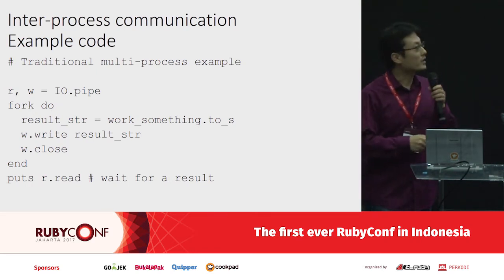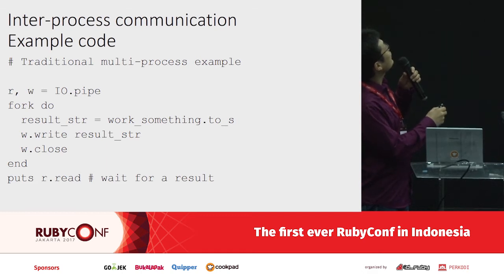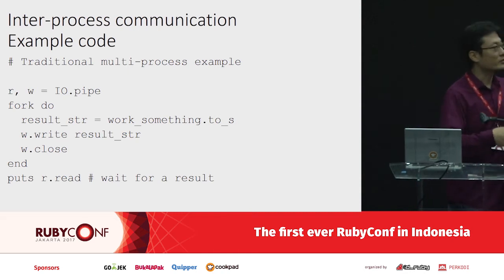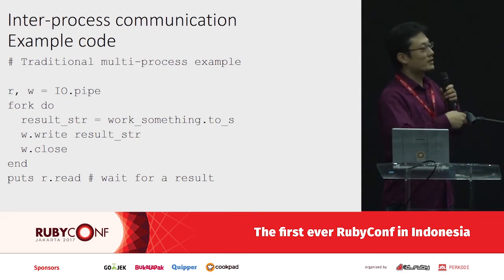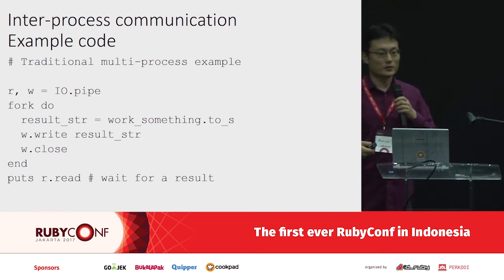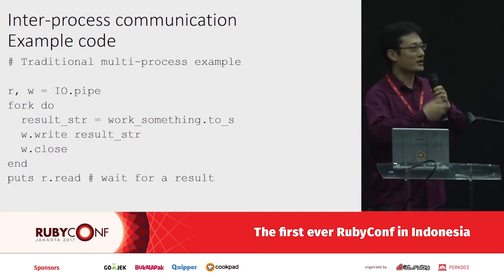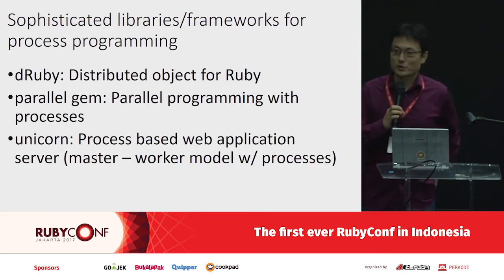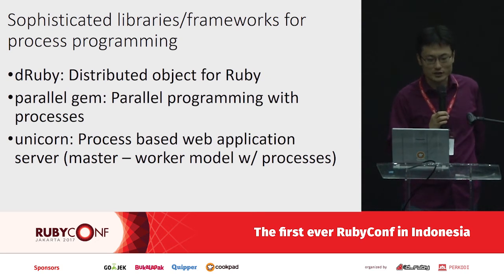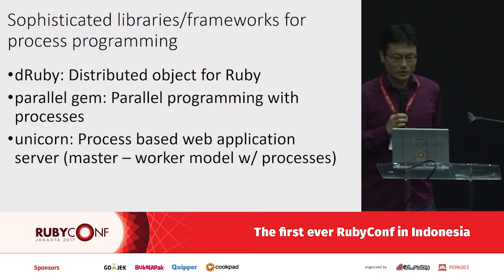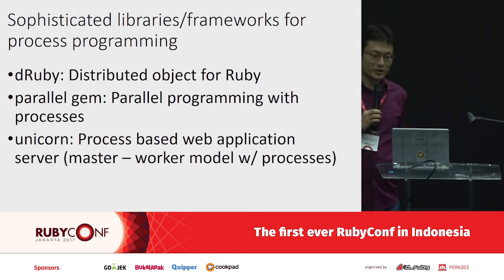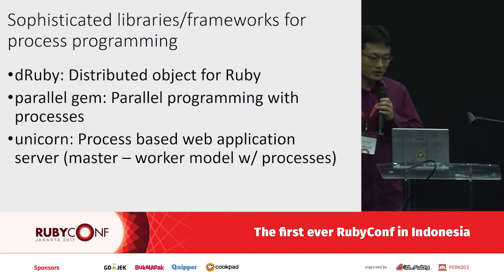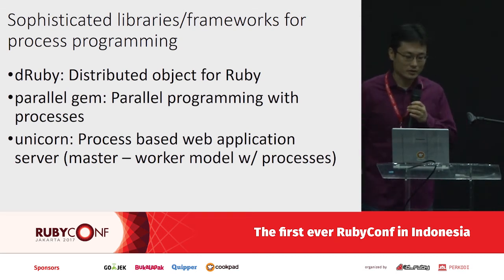Using process, we can use fork and communicate with a pipe. This is a very simple process model, but it doesn't have exception handling or anything like that, so we need to take more care. For using multi-processes, Ruby has several libraries like dRuby or the parallel gem. And also Unicorn, the web application server, is one of the frameworks using multi-processes.